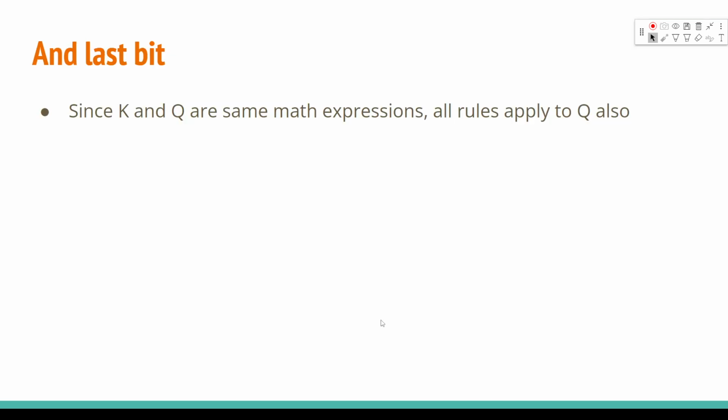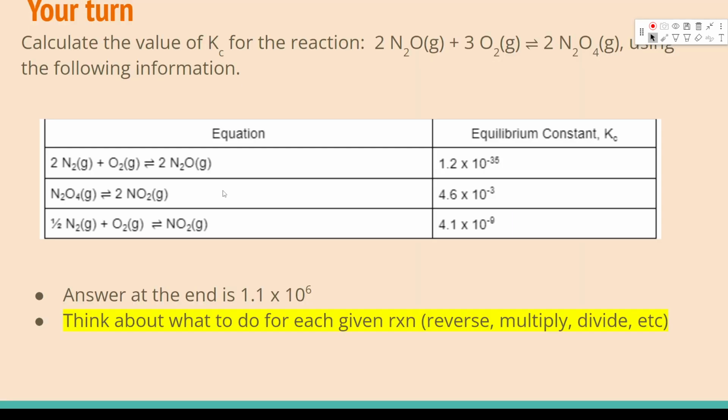Cool. And so the last tiny bit of this is, honestly, if you're doing Q, it's the same rules. So it doesn't matter if it's K, doesn't matter if it's Q, because remember, Q is just the reaction quotient, and it's still products over reactants. It's still the same thing, manipulating Ks and Qs. Cool. So here's your turn. Pause the video. Try it yourself. It's on your paper.